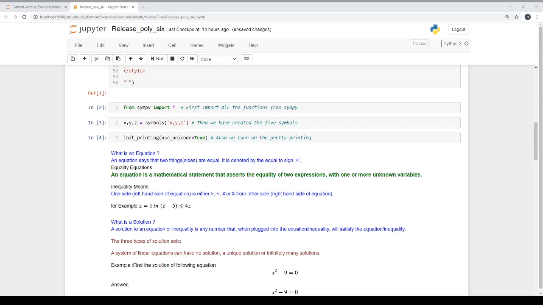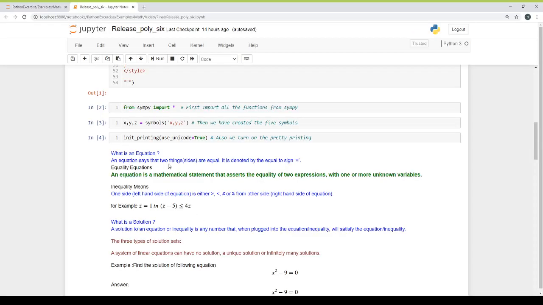This video series is about computer algebra. In this video we will discuss what an equation is, and how to solve equations and inequalities. Let's start the discussion with the topic: what is an equation.